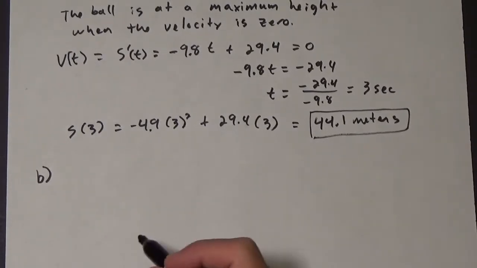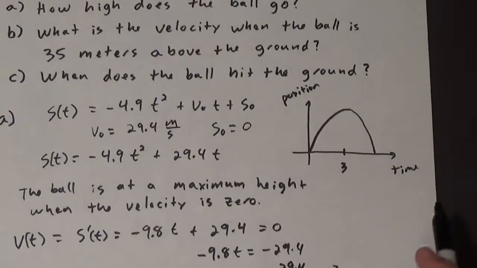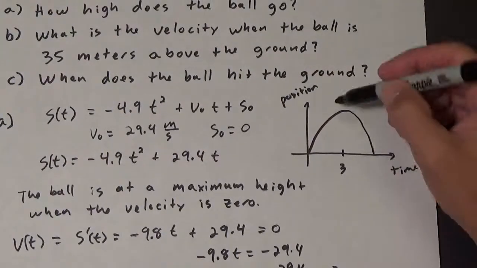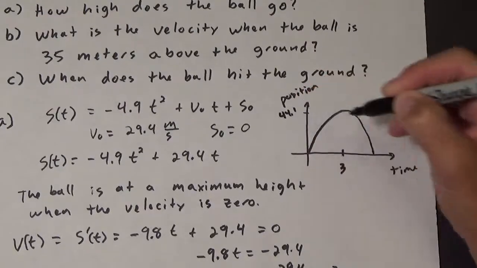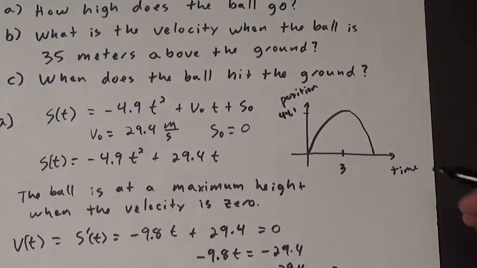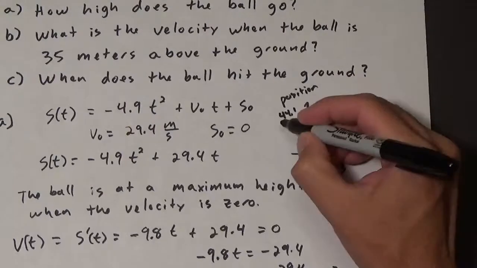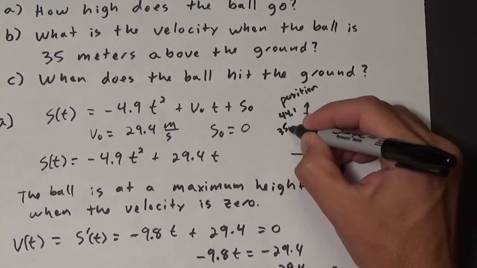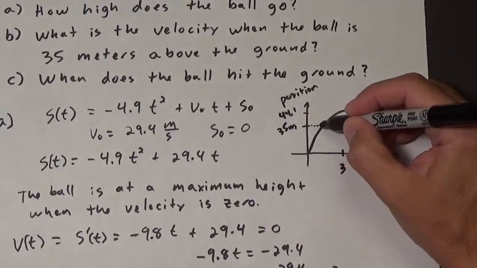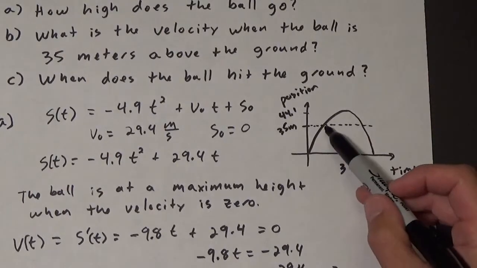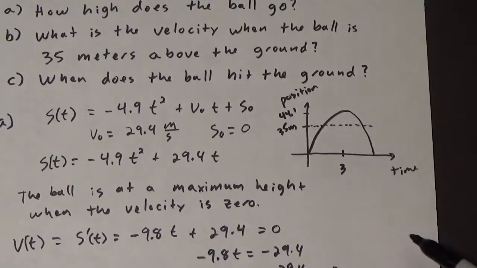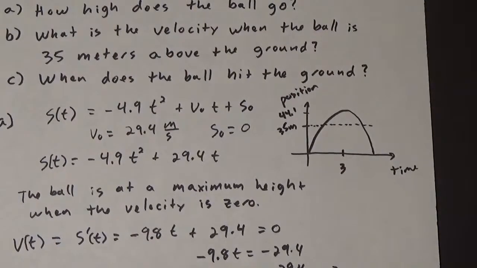Okay, so the first thing we have to do is figure out when it's 35 meters above the ground. So we know this max height here is 44.1. And so somewhere around here is 35 meters. So we want to know what's the velocity when the ball is at those positions. There's actually two of them.